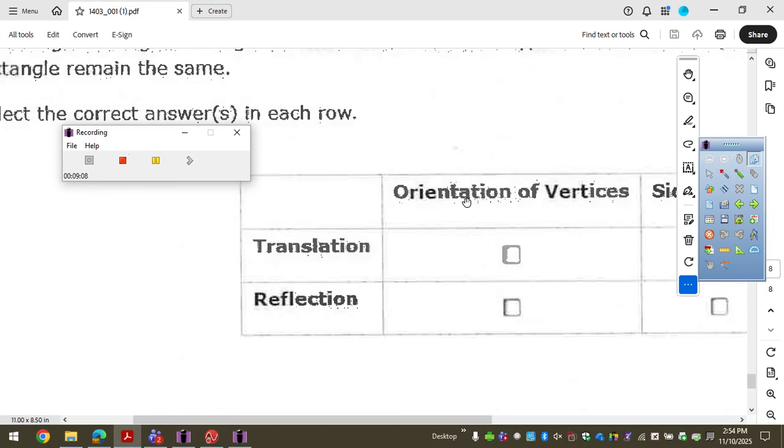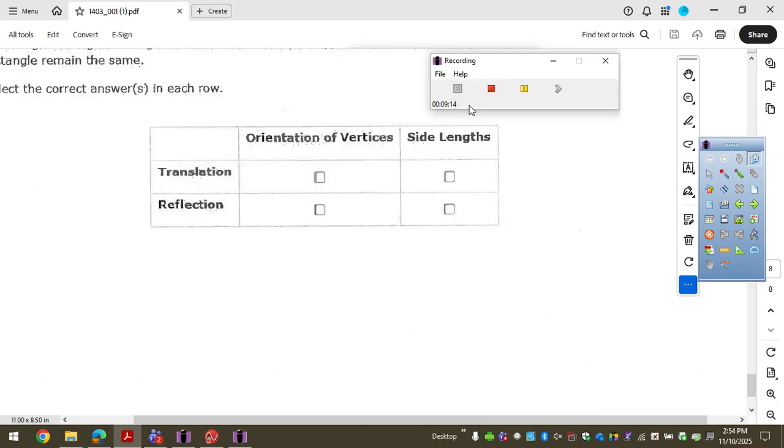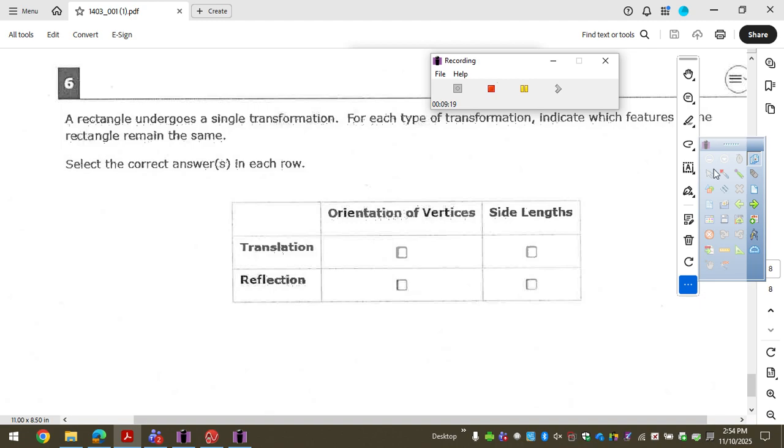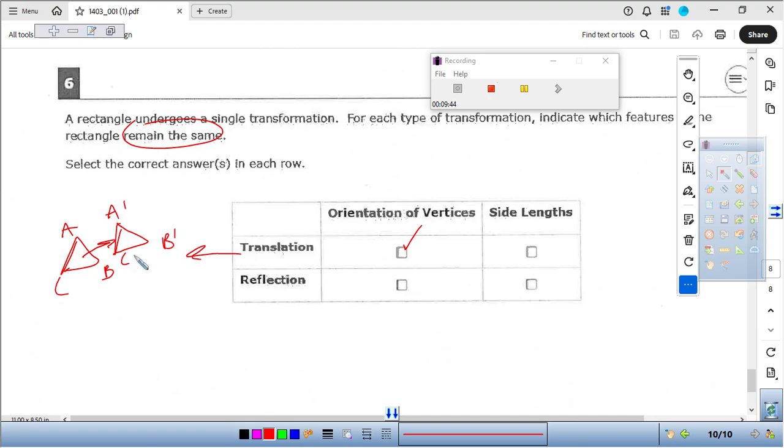Okay, next one coming here. Orientation, everything stays the same except the reflection, okay? Do this when you translate. This is a slide. If I have this thing here and I slide it over, does the orientation stay the same? Yes. That means that if I have A, B, and C, when I slide it over, I have A prime, B prime, C prime. Yes, it stays in the same order. So the side length also stays the same. Yes.